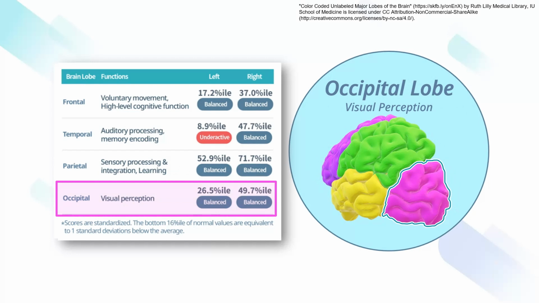That has to do with not just object perception, but also understanding what objects are or imagining objects in your head. We also see a lot of low activity in TBIs or concussions here, because this is a pretty common place for a brain injury to occur.